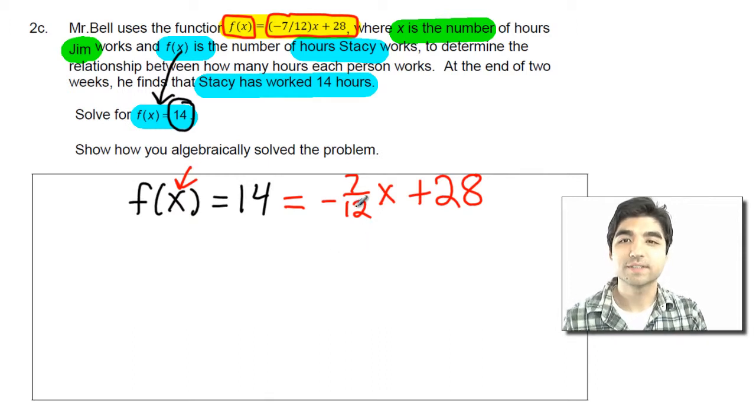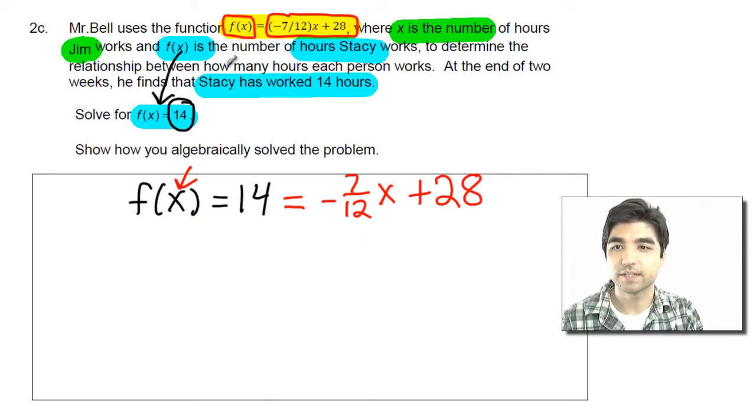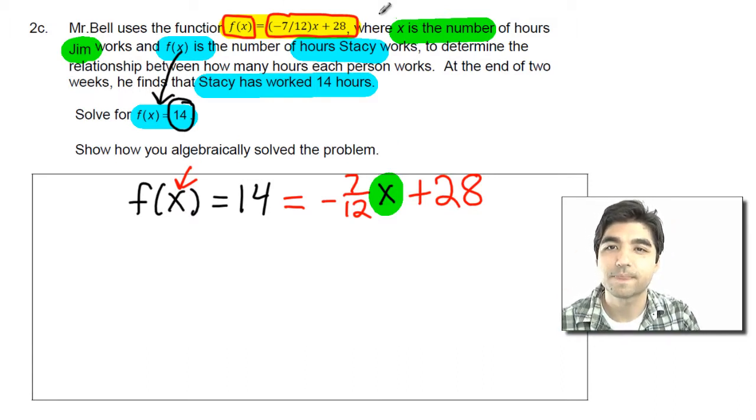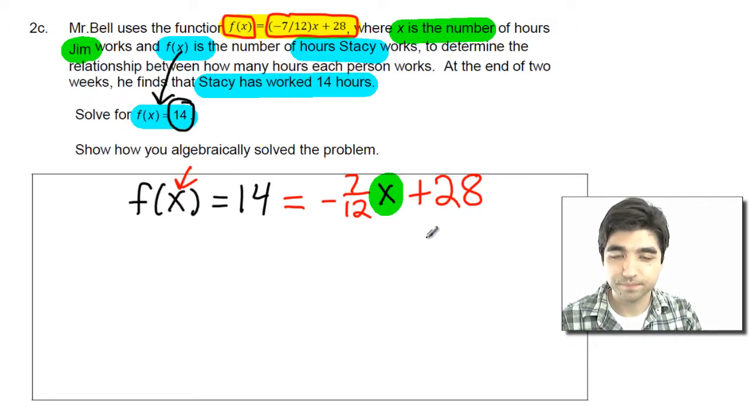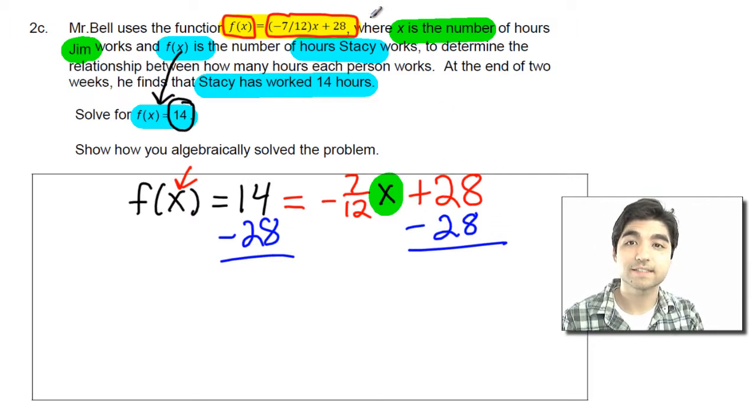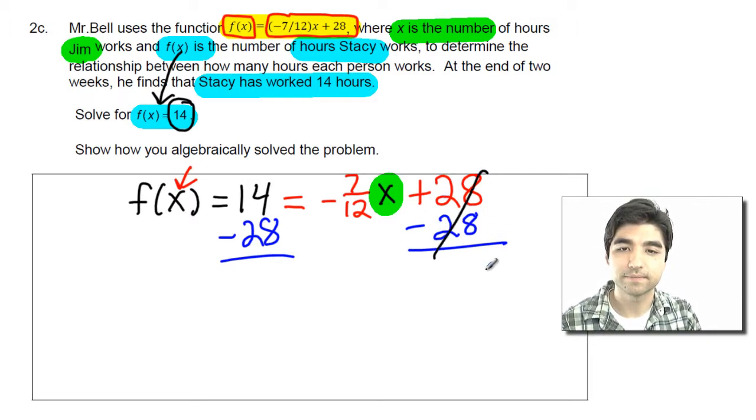Now our goal is to find out how many hours Jim worked, which is represented by the x here. And so we need to get x by itself. So that means that we need to move all the other stuff to the other side. So in order to do that, I'm going to subtract 28 from both sides. Minus 28. And then on the right hand side, the 28s cancel out.